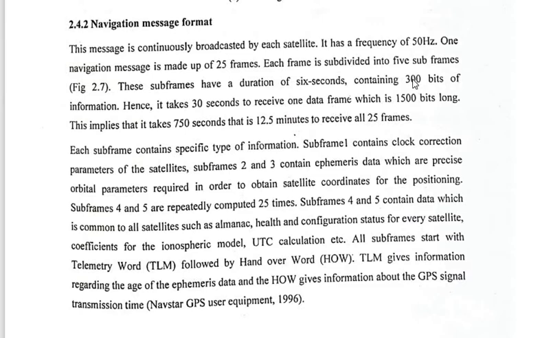Yes or no? 5 threes are 15. So 300 into 5, since we have subdivided the frame into 5 subframes, the total length of a data frame is 1500 bits. As I have said, each subframe is 6 seconds, and there are 5 subframes, so 5 sixes are 30, hence 30 seconds to receive one data frame, which is 1500 bits long.